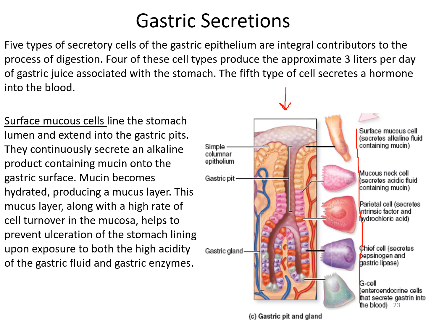So the surface mucus cells line the stomach lumen and they extend into the gastric pit. That's going to be the first group of cells that you see here.